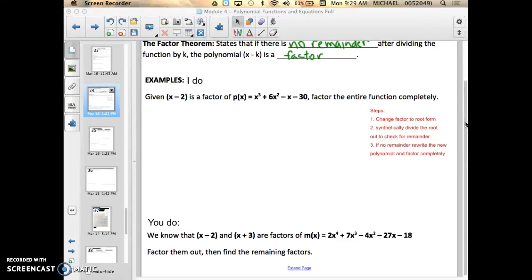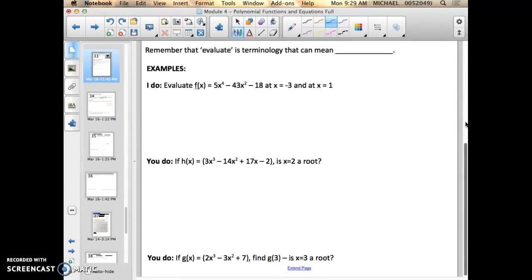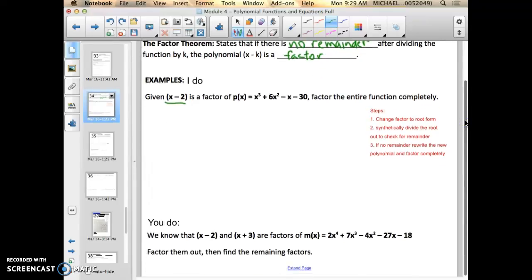Under the remainder theorem, if you remember back to objective 2, it was asking us to evaluate a specific value, x equals negative 3. Here, it's asking us to evaluate a factor, x minus 2. So the first step in this process to synthetically divide, because we're still going to use synthetic division, is to change factor form to root form over here. Because again, with synthetic division, if I draw my synthetic division box, which is step 2, what goes right here has to be the root form, not the factored form.